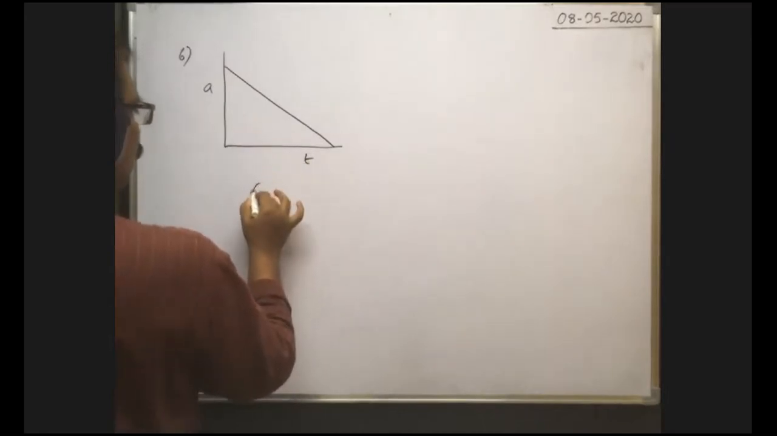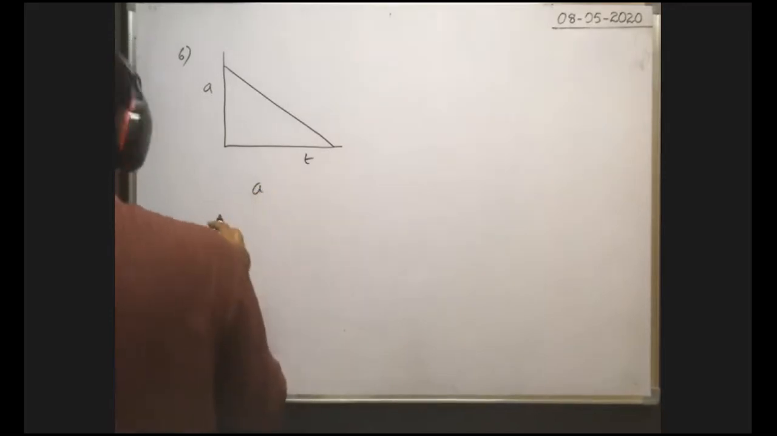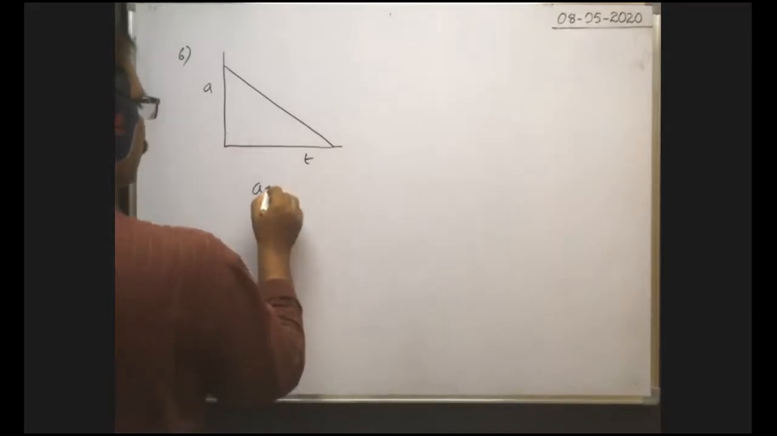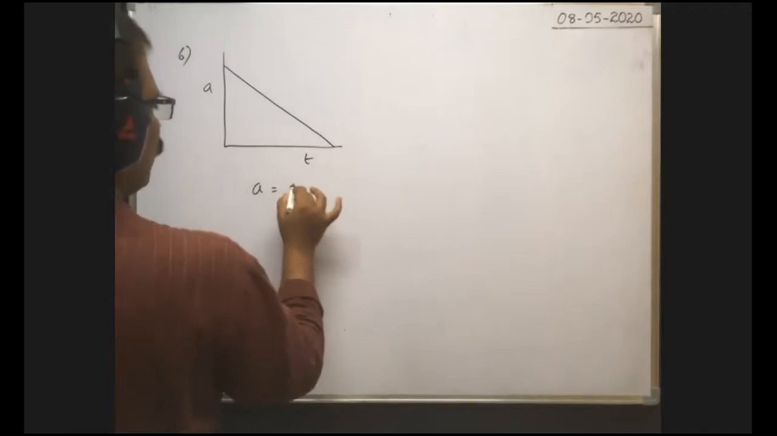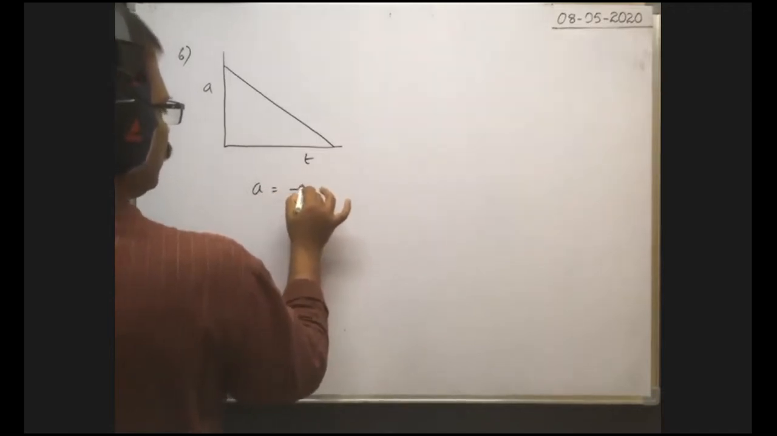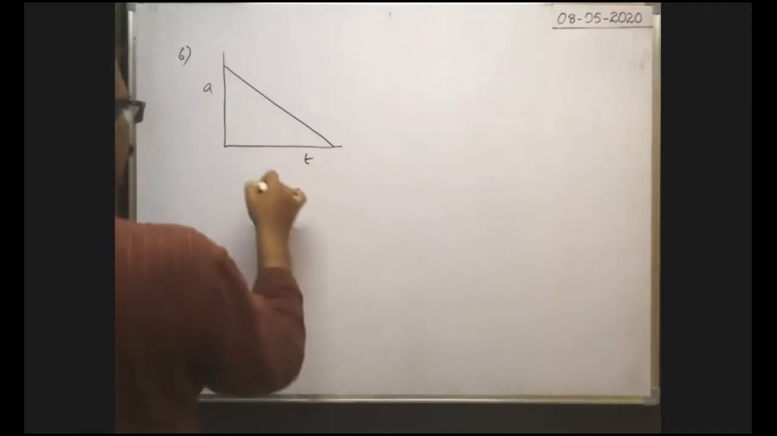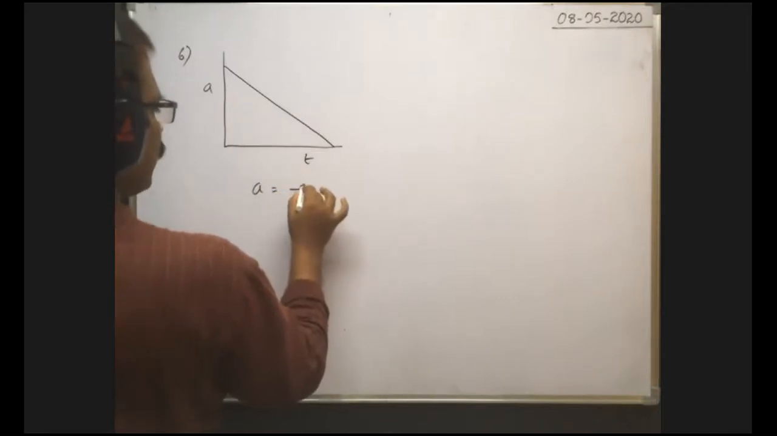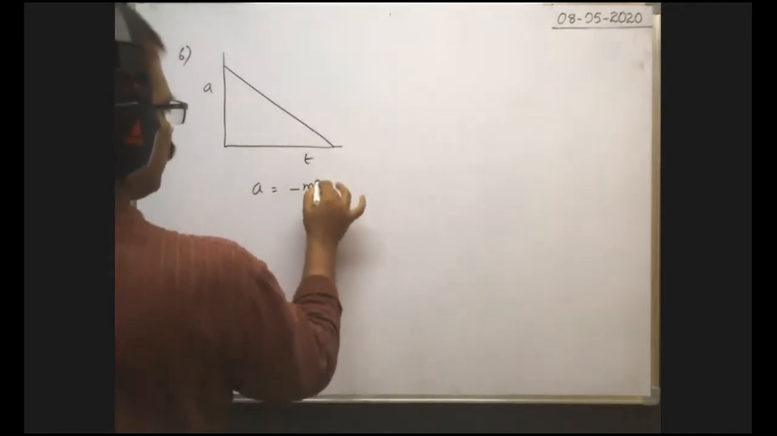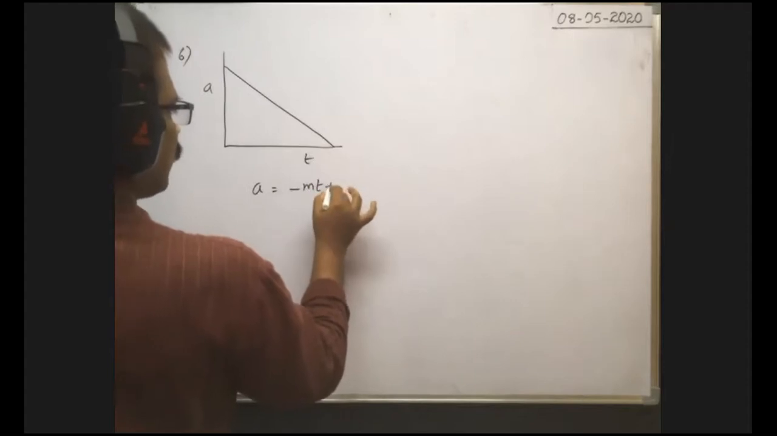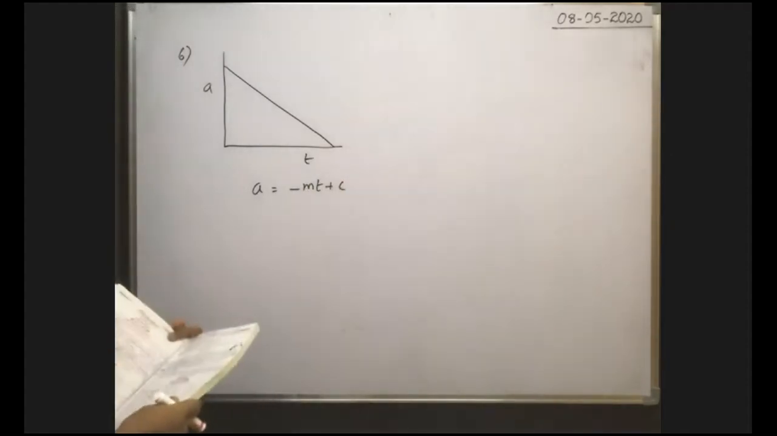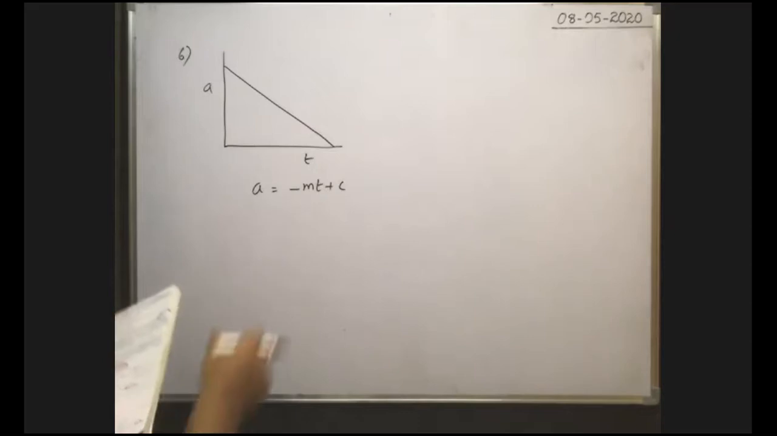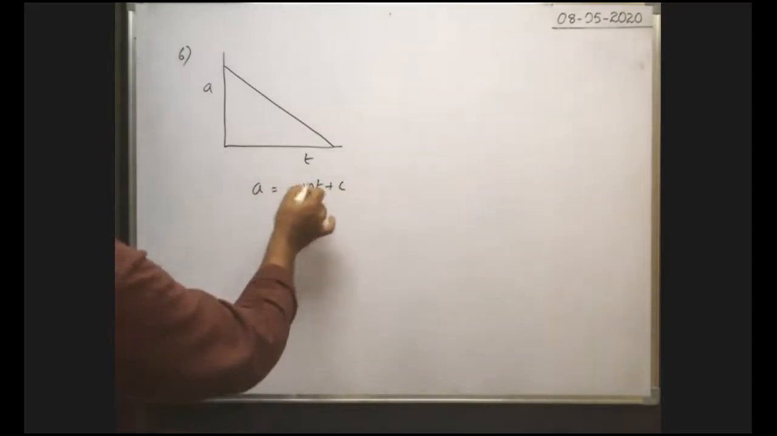That's why definitely we are having the relation between a and t as y is equal to mx plus c. Y is equal to minus mx plus c, or instead of y, a is there. A is equal to minus mx plus c. X means t because along the x-axis time is taken, plus constant c. Now you apply the boundary conditions to obtain the c value and m value.